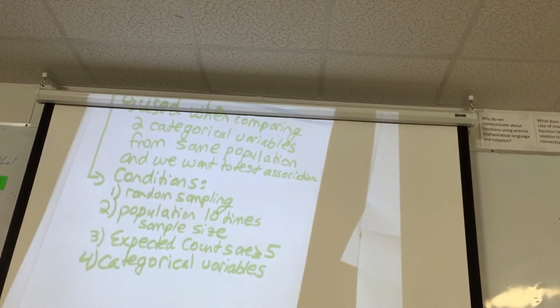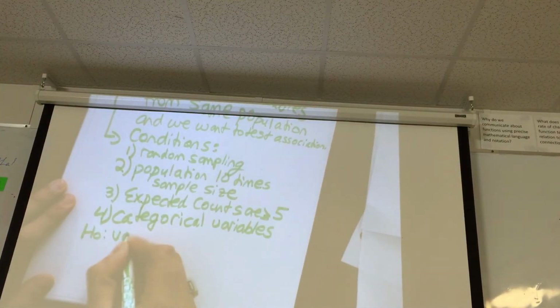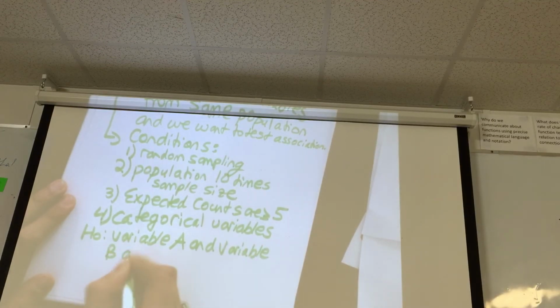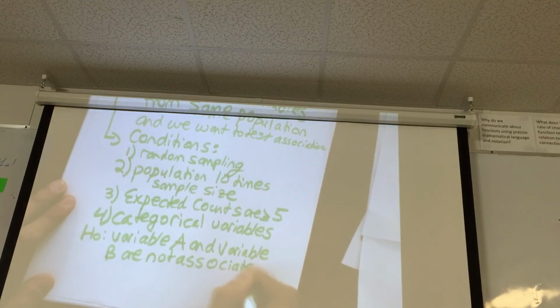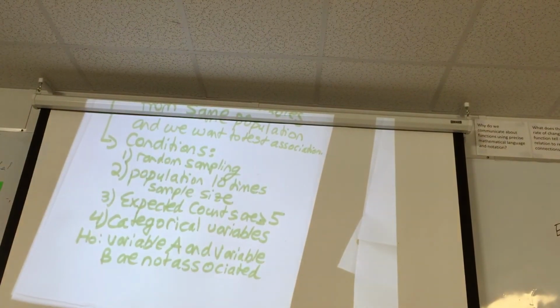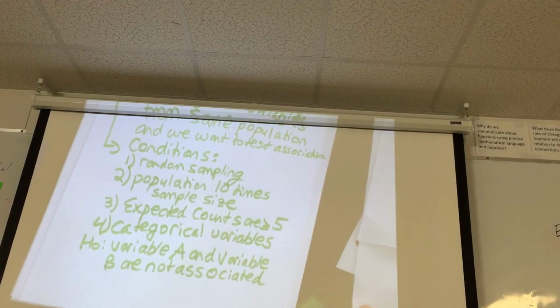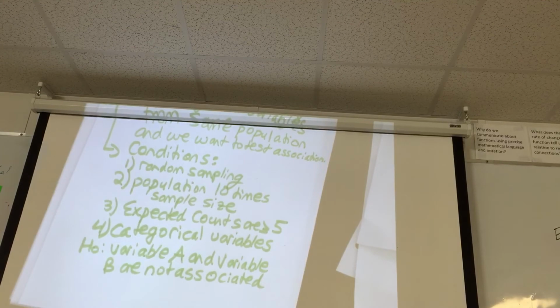The null hypothesis is always variable A and variable B are not associated. And again, we're about to do an example that will sort of flesh this out a little bit. Number 3 says the expected counts are greater than or equal to 5, so the same as before. Variable A and B are not associated, and the alternative is they are associated.